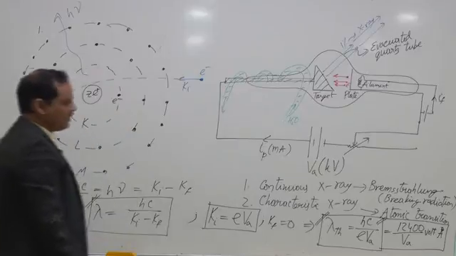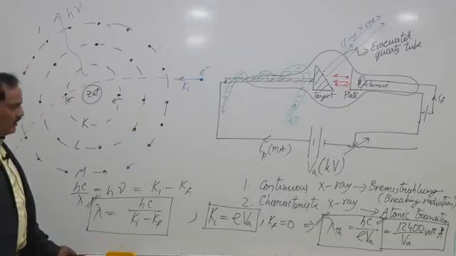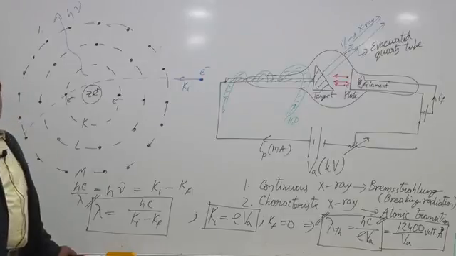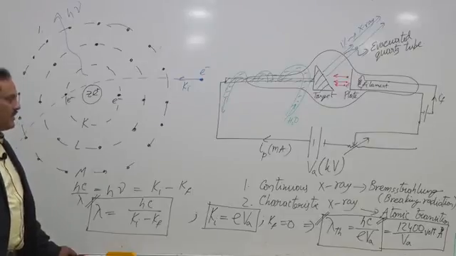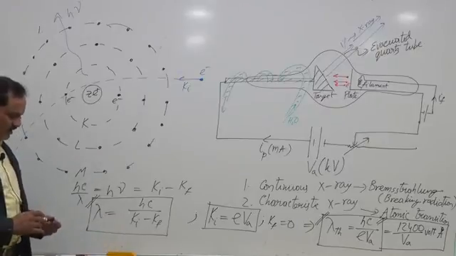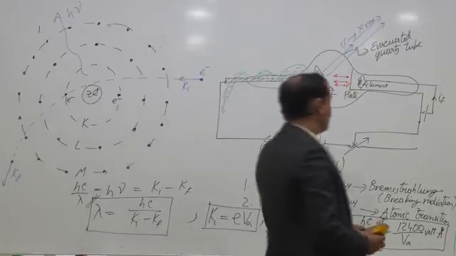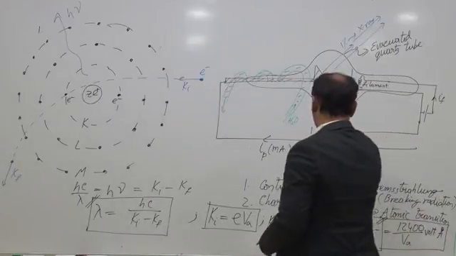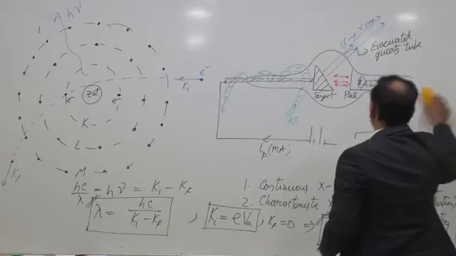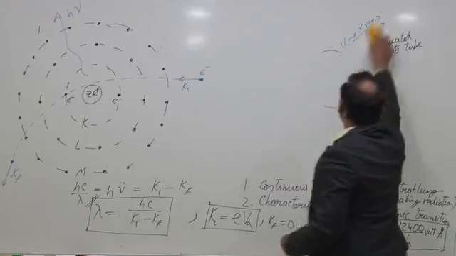This is the threshold wavelength when the electron loses its entire kinetic energy in the very first collision. Otherwise, these will be the wavelengths. As the electron continuously loses its energy, it keeps on emitting photons continuously, and we obtain continuous X-ray.